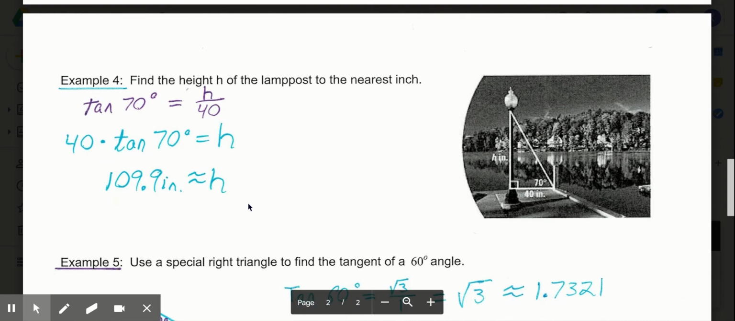Example 4, find the height of the lamppost to the nearest inch. So in this case, we have the tangent of 70 degrees would equal our opposite, which is our height of h, over our adjacent of 40. So our setup then to solve for h, we have to multiply each side by 40. So 40 times the tangent of 70 will give us h. So h is approximately 109.9 inches. Or if we were to round to the nearest inch, that would be 110 inches.